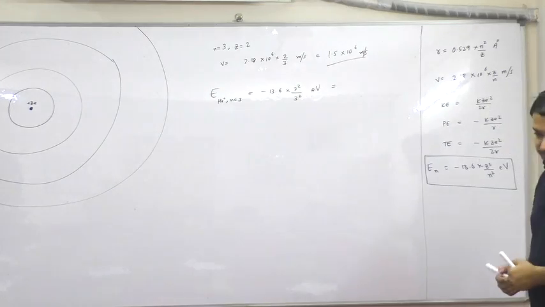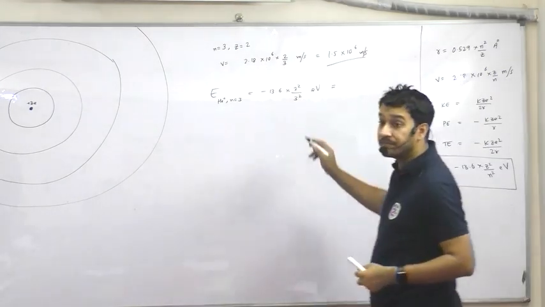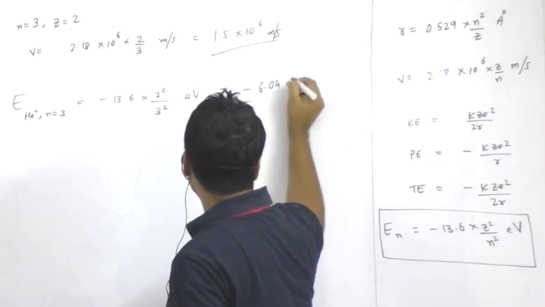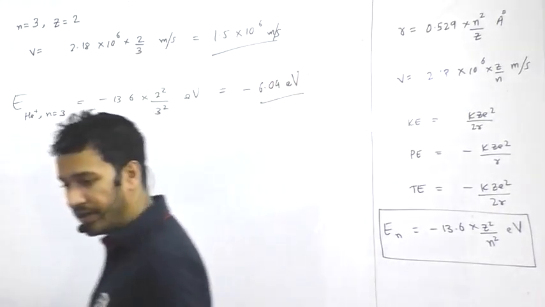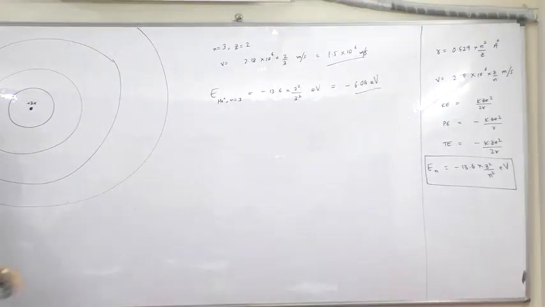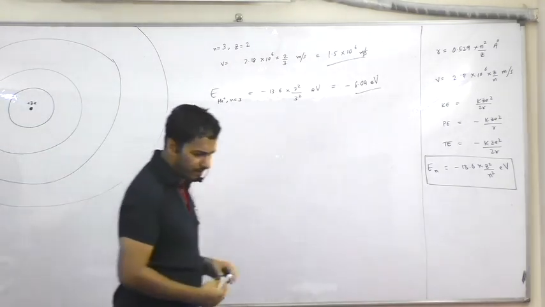How much? Minus 6.04 electron volts. Okay, direct application of formula, nothing hanky panky here.